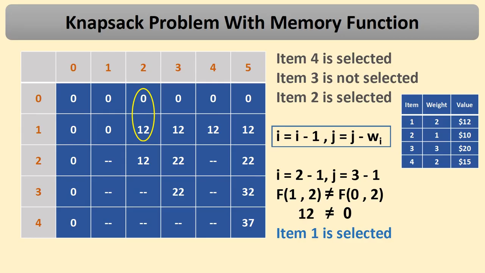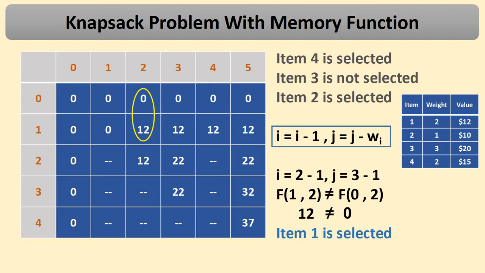Okay, now we are at item number 2. That means the i value is 2. Now what is the weight of item number 2? That is 1. So if the item is selected, what is the formula? i equal to i minus 1, j equal to j minus w. So you have to decrement the value of i, from item number 2 you are going to item number 1 because i minus 1. So 2 minus 1, i is 1. What is the j value? j is 3, right? So 3 minus the weight of item number 2, which is 1. So 3 minus 1 is 2.